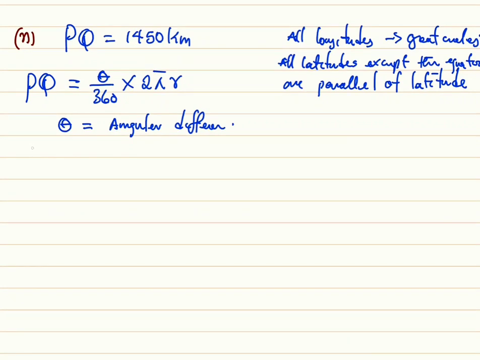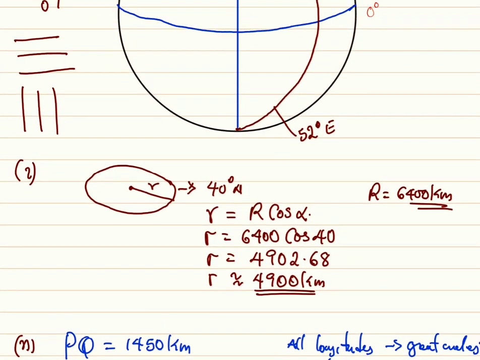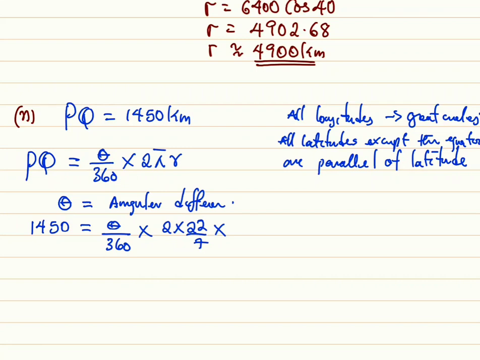We know that PQ is 1450, which equals theta over 360 times 2 times 22 by 7, then times r. Now, this r we are talking about is for the latitude of 40 degrees north, which we've actually calculated. So, we are not going to use the approximated value. We are going to use the raw value, which is 4902.68. Now, quickly, pick your calculator and make sure you get it right.